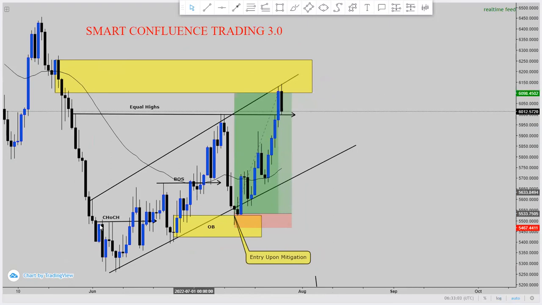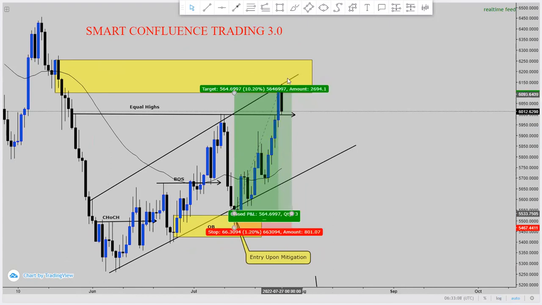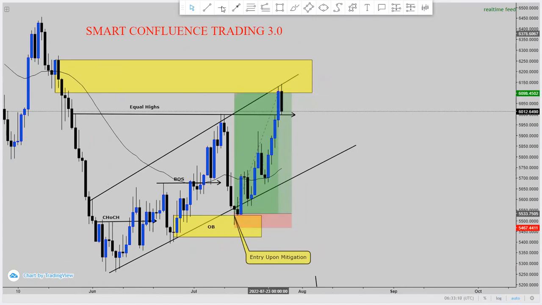This is where the junkies come in. They're supposed to start selling around this area. That's where I expect people to start selling, not anywhere in between.